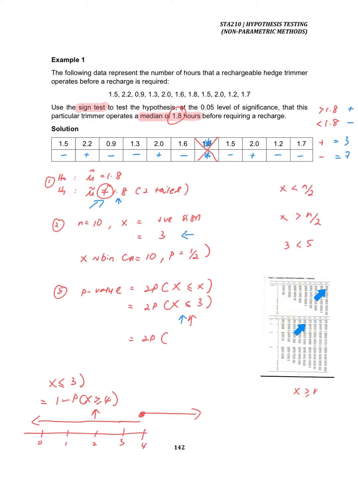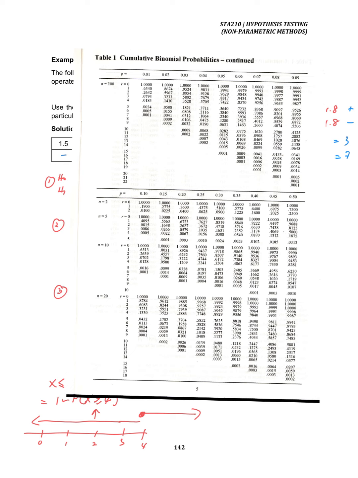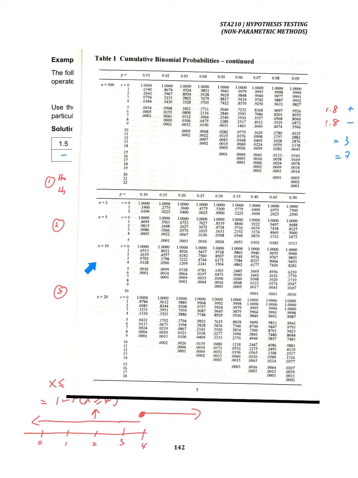Okay, now kita akan tengok kita punya binomial table ni. Okay, awak cari dekat N equals to 10. Okay, so here lah N kita 10.